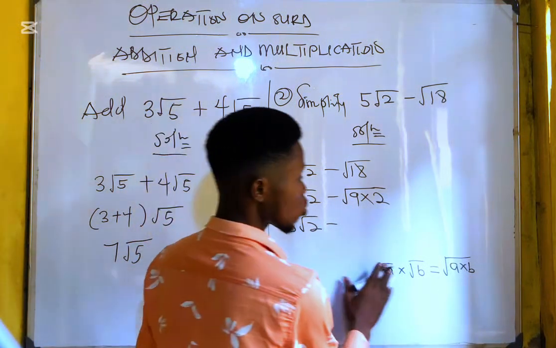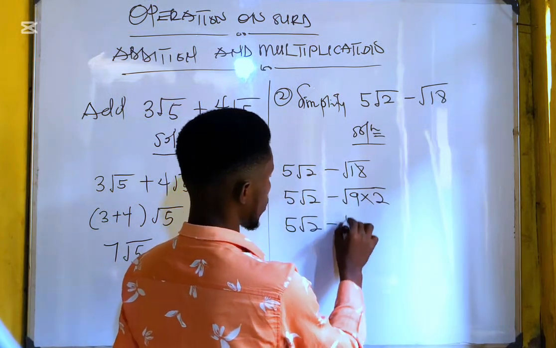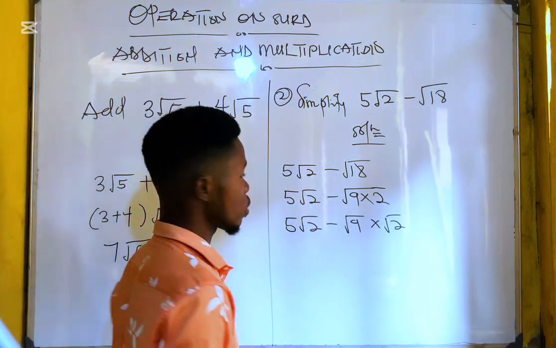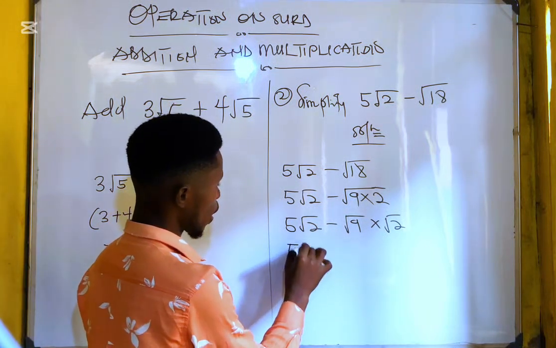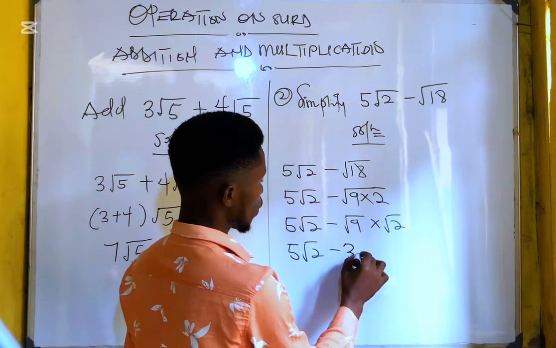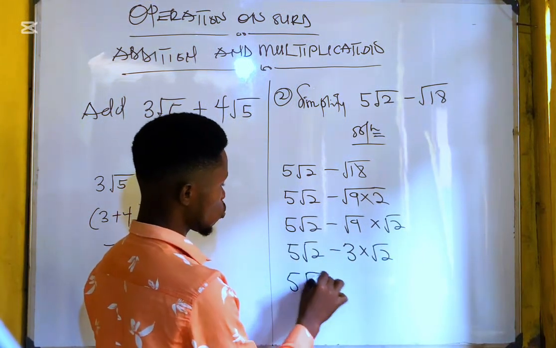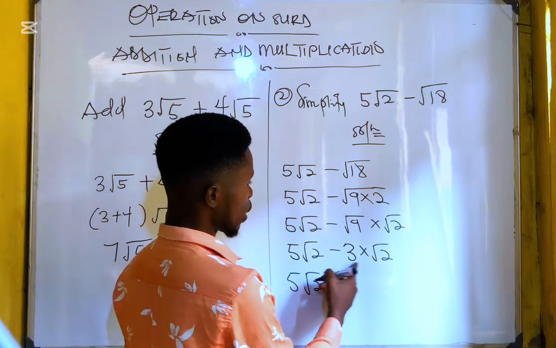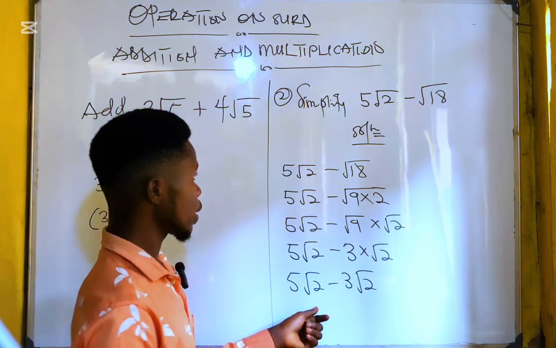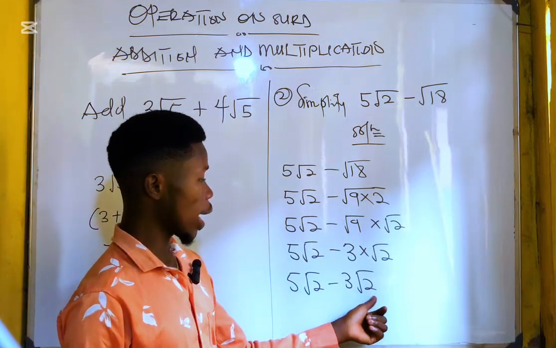Have you seen it? So here I can write this one as root 9 times root what? 2. Good. So here gives us 5 root 2 minus, now root 9 is 3 times root what? 2. So I have 5 root 2 minus, now 3 times root 2 will be 3 root 2. Now you can see that looking at the simplification I've done so far, the roots are the same.